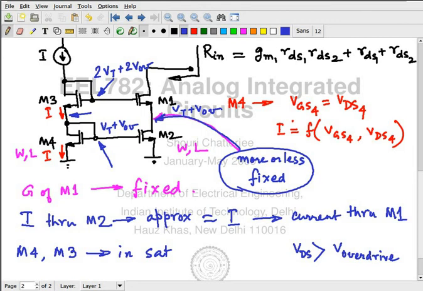So, for flawless operation, M1 and M2 have to be in saturation. What is the minimum value of the output voltage? No, I am not assuming VDS of M2 is VOD. VS is the drain voltage of M2 is fixed. To what voltage? No? VT plus VOD.